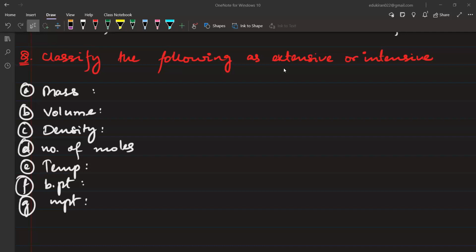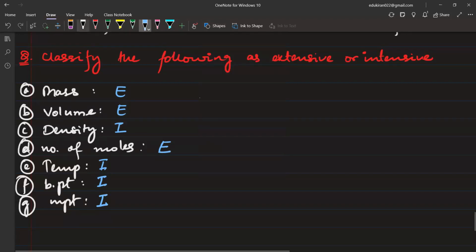Very good. Now, let me write the answers. This will be extensive, this will be extensive, this will be intensive because density will not change by mass, as the mass increases the volume also increases, that is why density will not increase. Number of moles, obviously it is going to be extensive, temperature intensive, boiling point intensive, and melting point intensive. Now I am giving you two different situations, think about them.